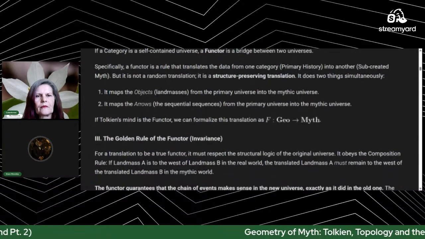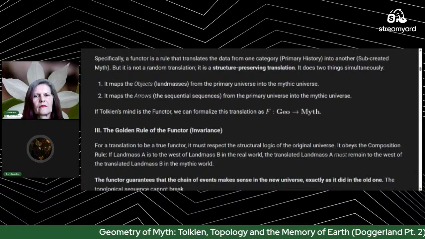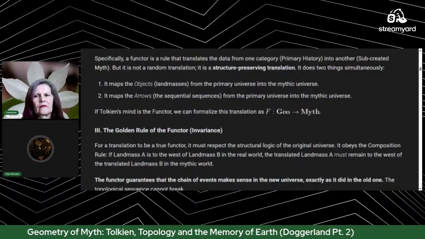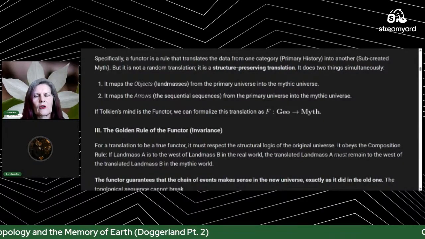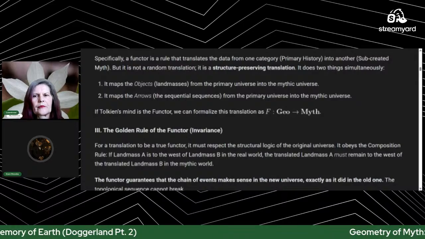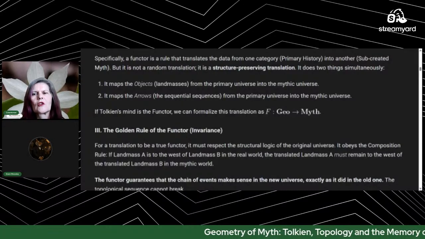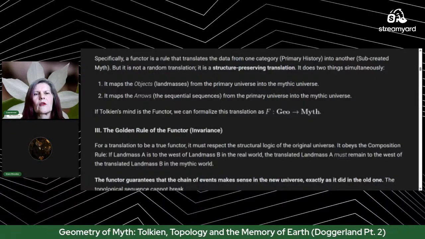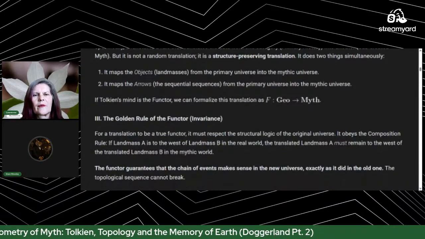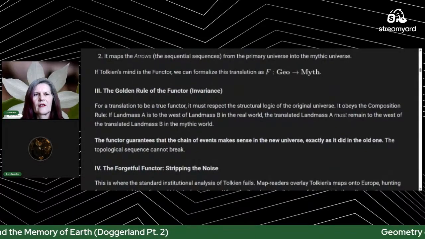If Tolkien's mind was the functor, we can formalize the translation as F. That's how you designate that there's a functor. That's a functor. And that geography from primary reality maps to mythic geography. So, and then part three, the golden rule of the functor: invariance.